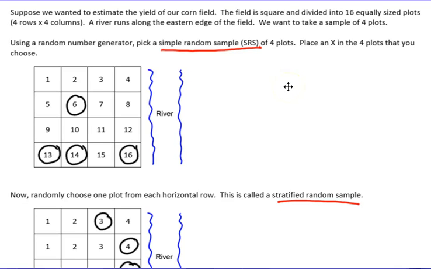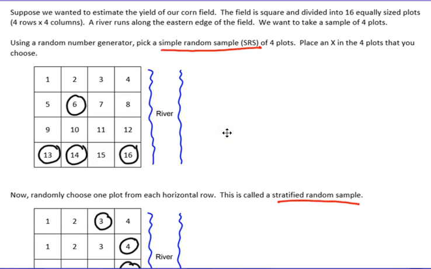Today we're going to do an activity that will illustrate several different random sampling methods. So here's the situation. Suppose we want to estimate the yield of our cornfield. The field is square and divided into 16 equally sized plots, 4 rows and 4 columns. A river runs along the eastern edge of the field. We want to take a sample of 4 plots.